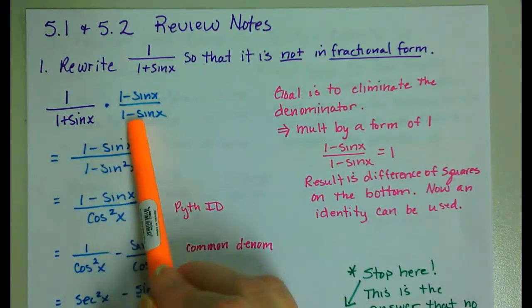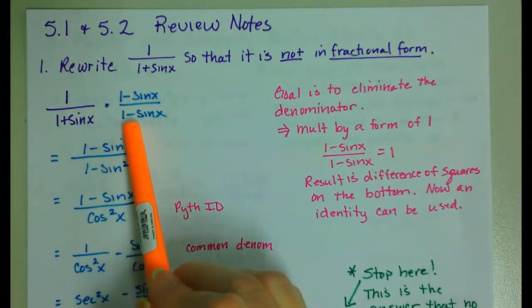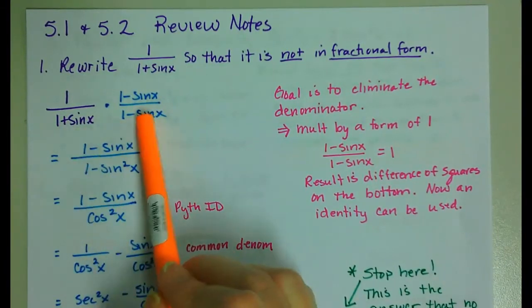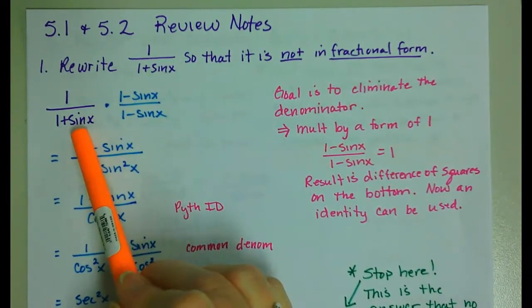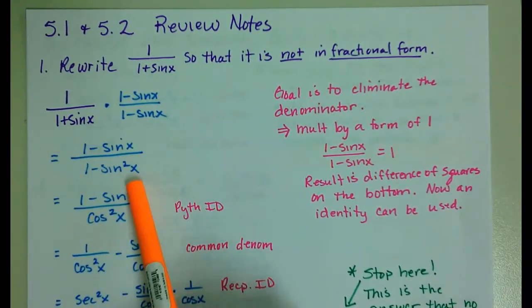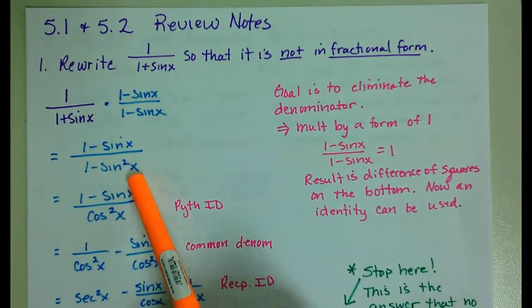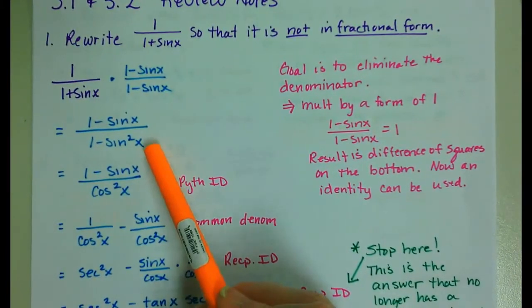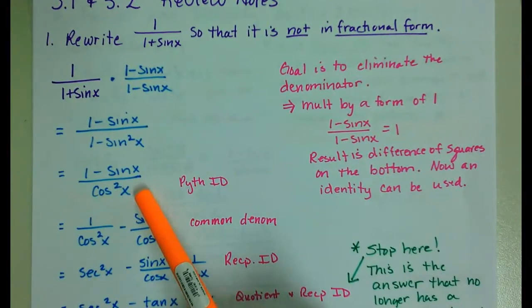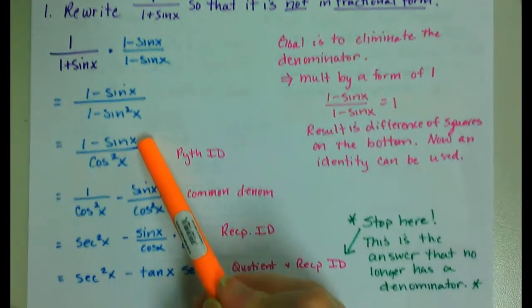So what happens then is this ends up being like the difference of squares on the bottom. So we multiply the 1 together, then we would get negative sine x, and we get positive sine x, which are going to eliminate. And then we would get minus sine squared x. And now we do have a Pythagorean identity on the bottom, so we can make an identity replacement at this point, but we can't make it here. So I'm going to replace my denominator with cosine squared x. Nothing's happening to my numerator.